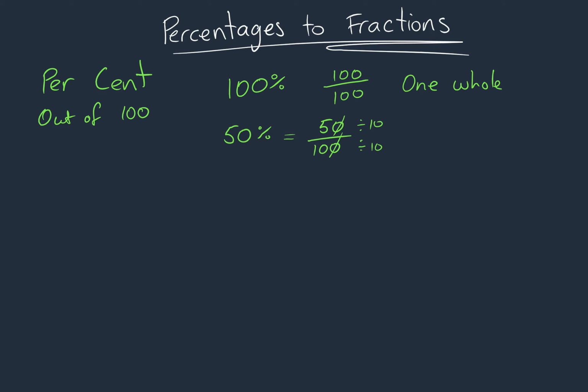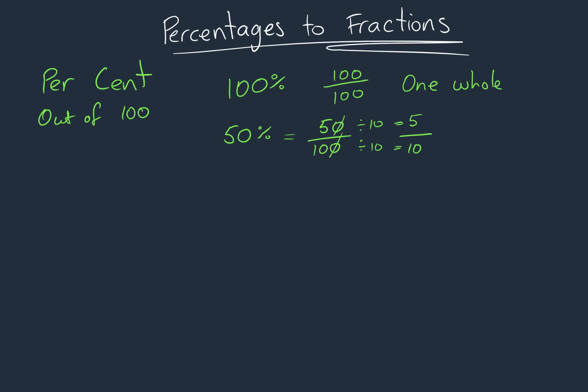So 50 divided by 10 would equal 5. 100 divided by 10 would equal 10. So our fraction now is 5/10. We can take this one step further. We can find the highest common factor between these two numbers. So something that multiplies into both of these numbers.